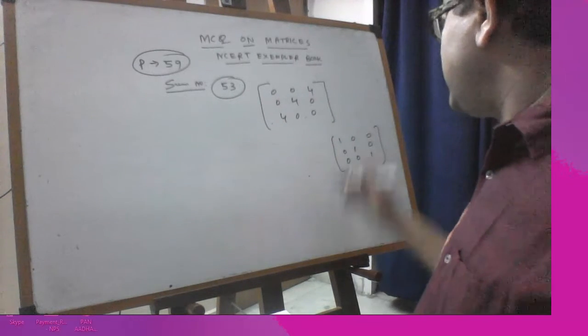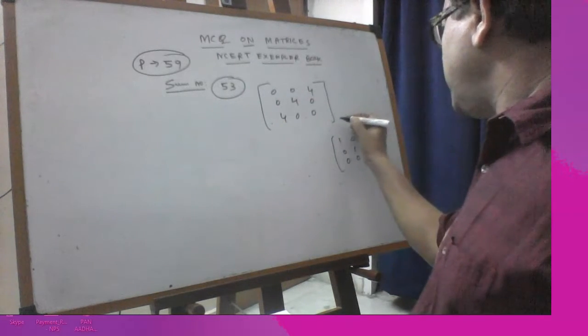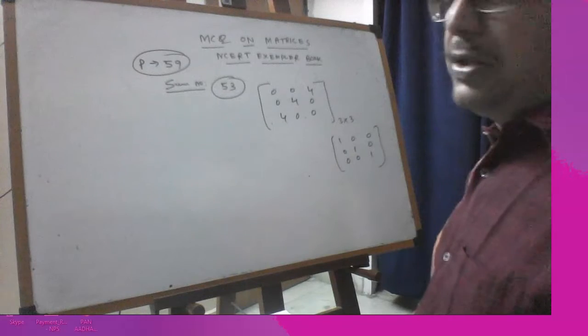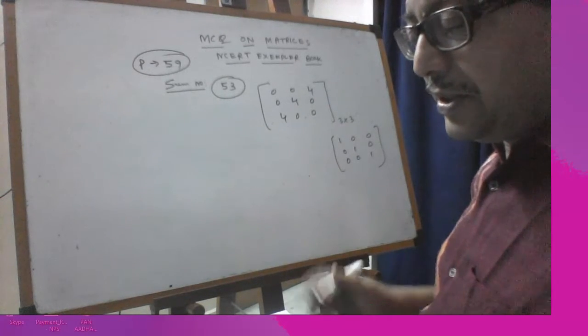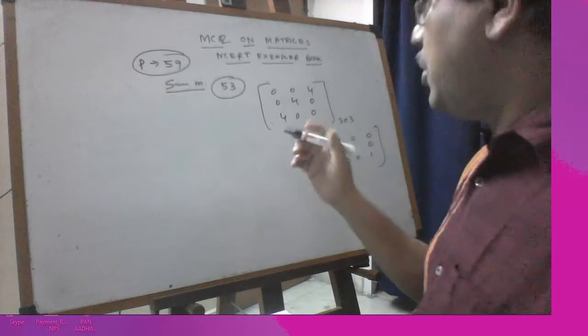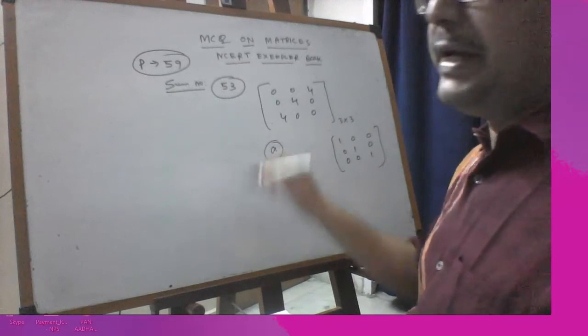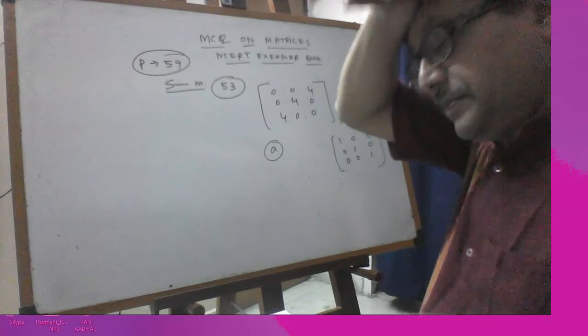Is it a square matrix? Yes, because its order is 3 cross 3. So it must be a square matrix. So for sum number 53, option A is the correct option. Then go through sum number 54.